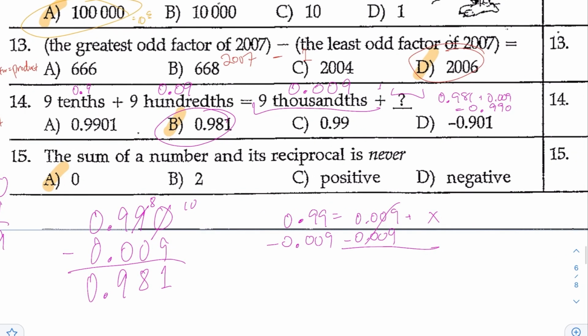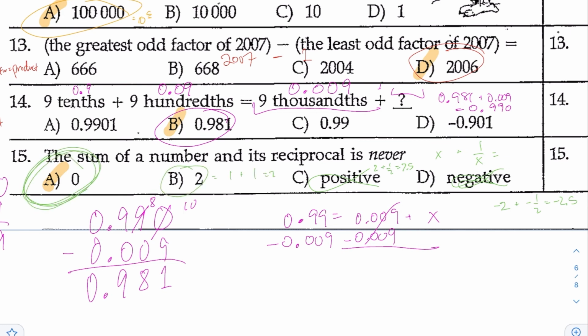Next, for number 15, the sum of a number and its reciprocal is never. So you have a number which you can call x. Its reciprocal will be 1 over x. When you add these numbers up, they could either be positive, or it could be negative if the number is negative. So if you have, let's say, 2 plus 1/2, that's 2.5, that's a positive number. It can also be negative. If you have negative 2 plus negative 1/2, it will be negative 2.5. So it could be that too. And it could be 2 if it's 1 plus its reciprocal, which is 1, you get 2.